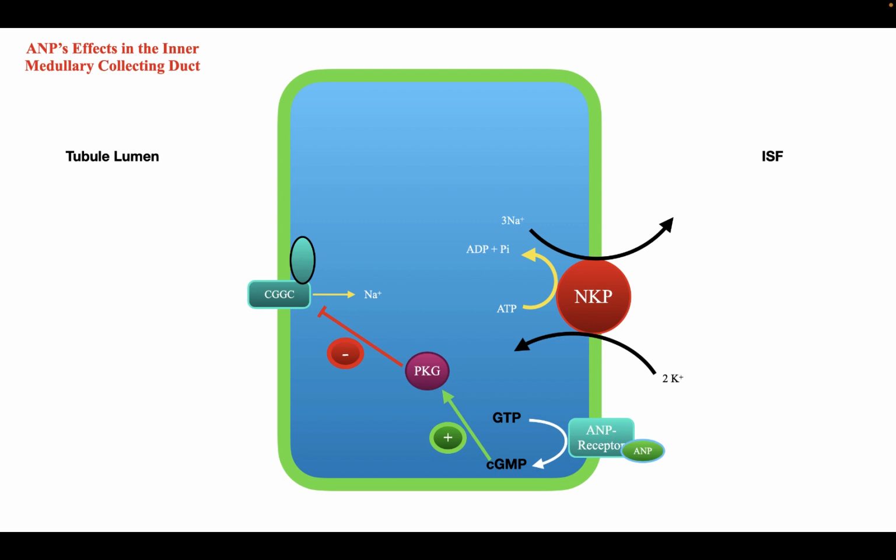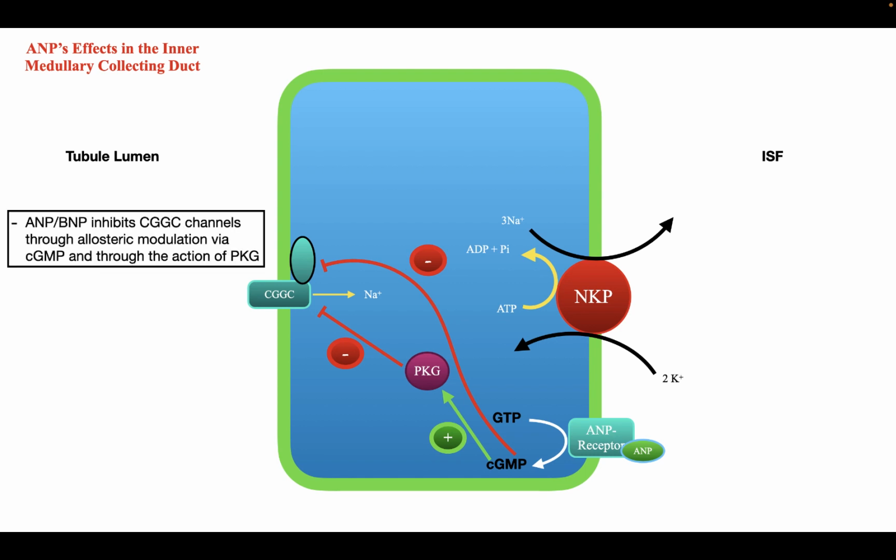In addition, cyclic GMP also acts as an allosteric modulator on the CNG channel. And as a result, when cyclic GMP interacts with the CNG channel, this means that the CNG channel will bring in less sodium and therefore decrease sodium reabsorption. So ANP and BNP inhibit CNG channels through allosteric modulation via cyclic GMP and through the action of protein kinase G. Therefore, ANP decreases the amount of sodium reabsorption that takes place in the inner medullary collecting duct.